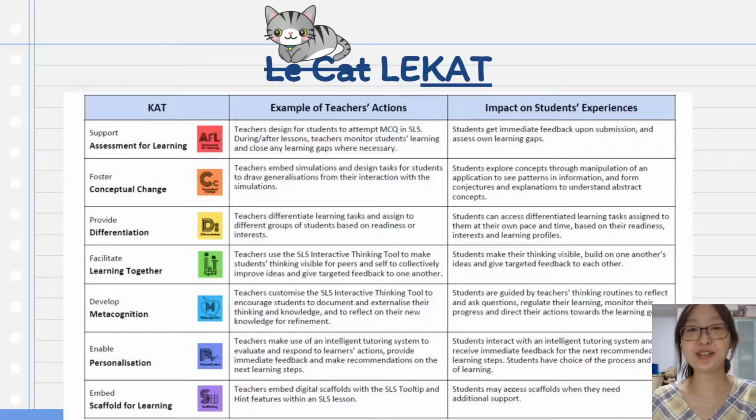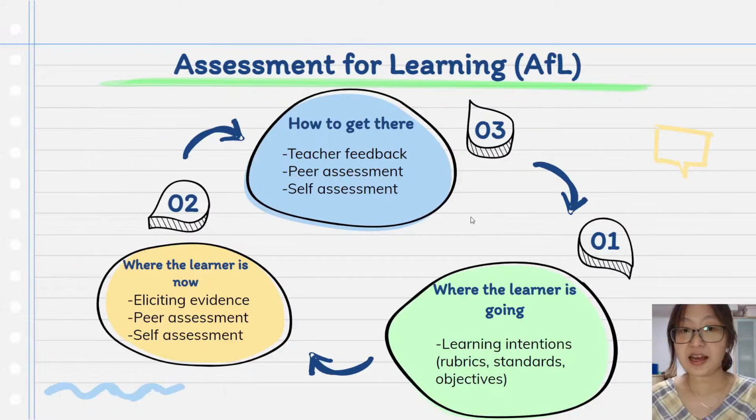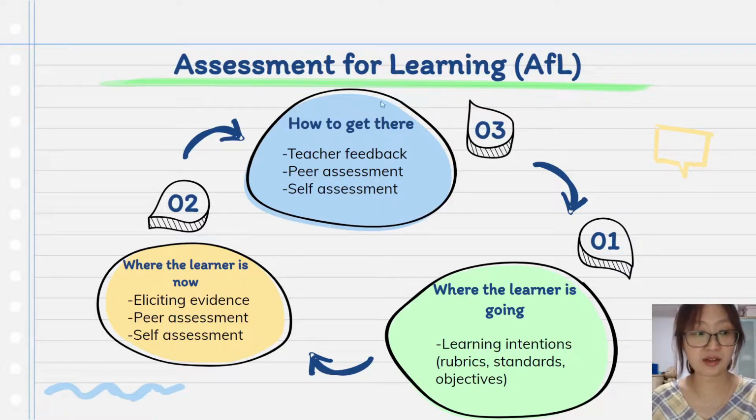other. According to the LeCat framework, there are 7 key applications of technology in the ICT-supported classroom. Assessment for learning is one of the CATs. And when we dive in deeper, we can think of AFL in 3 stages: where the learner is going, where the learner is now, and how to get there.